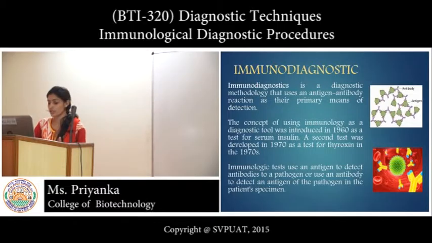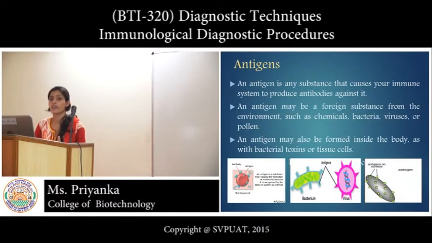And what is antigen? First of all, we should know what an antigen is. An antigen is any foreign substance that induces our immune system. That may be bacteria, RBCs, WBCs, or it may be produced inside the body, for example, some toxins produced inside the body. An antigen may be in soluble form or in particulate form.